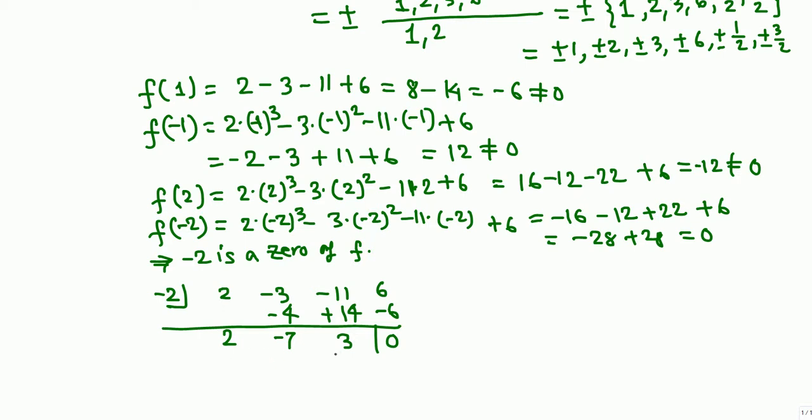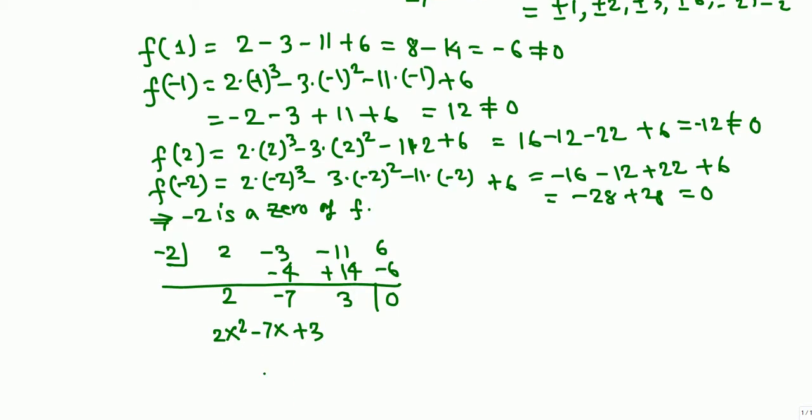Now the quotient will be 1 less degree. The given polynomial is cubic, so this will be 2x squared minus 7x plus 3. Now we factor this polynomial. If it factors, good. If it does not, then we set this equal to 0 and solve using the quadratic formula. Okay, let's try to factor. So 2x squared, that will be 2x times x.